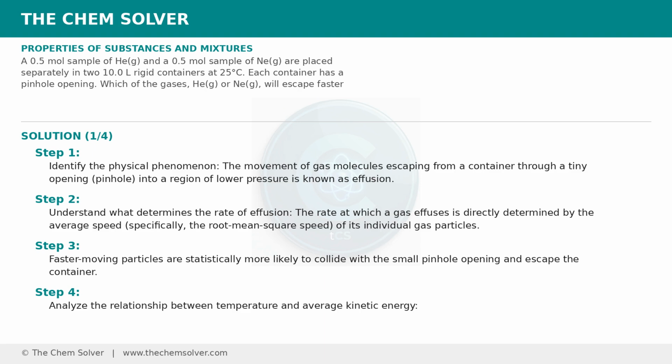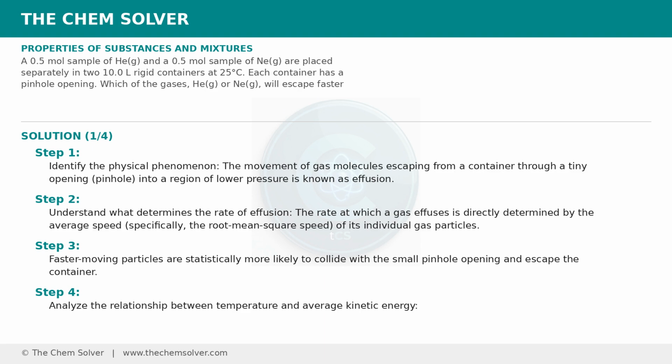The rate at which a gas effuses is directly determined by the average speed, specifically the root mean square speed, of its individual gas particles. Faster-moving particles are statistically more likely to collide with the small pinhole opening and escape the container.